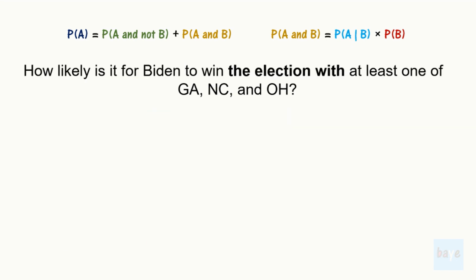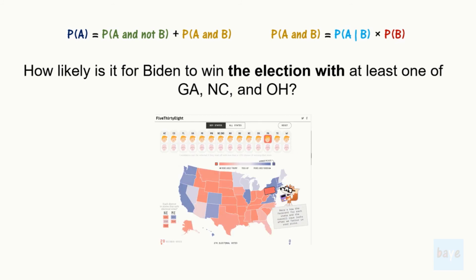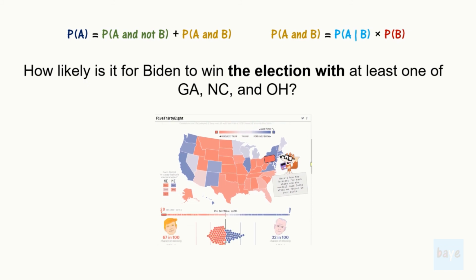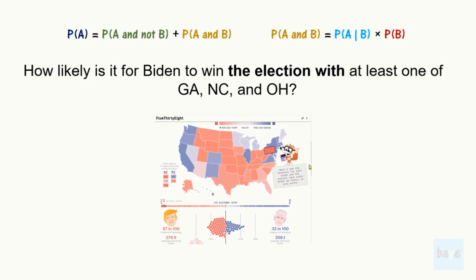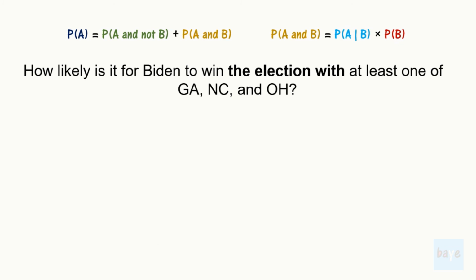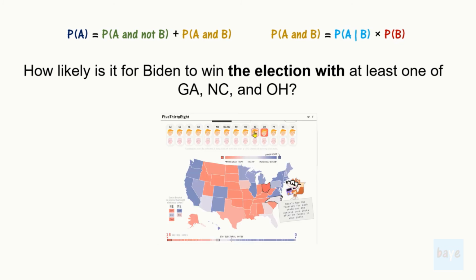Finally, how likely is it for Biden to win the election with at least one of these 3 states? This question is fundamentally different to when we asked the probability of Trump winning the election with Pennsylvania. Because in that case, what we did was we went to FiveThirtyEight and we looked up the number. But in this case, what we did on the map is that we had Trump winning Georgia, North Carolina, and Ohio. So we cannot directly look it up.